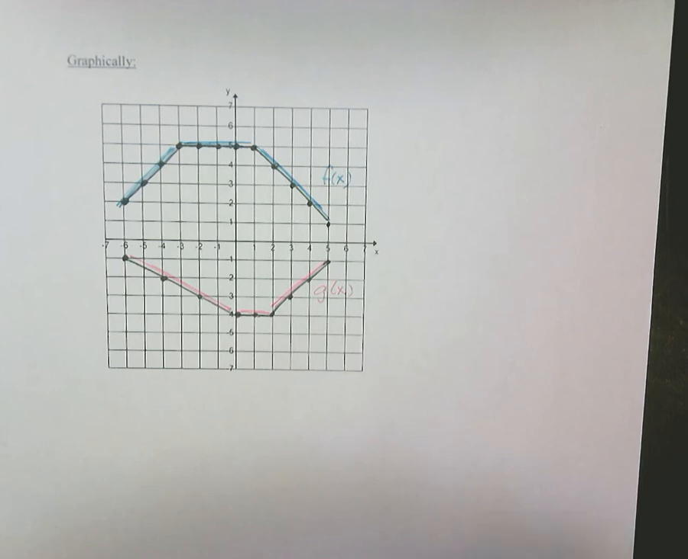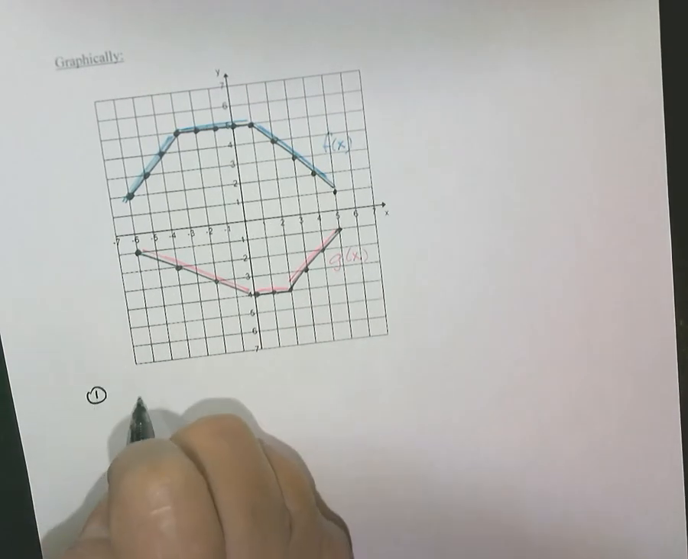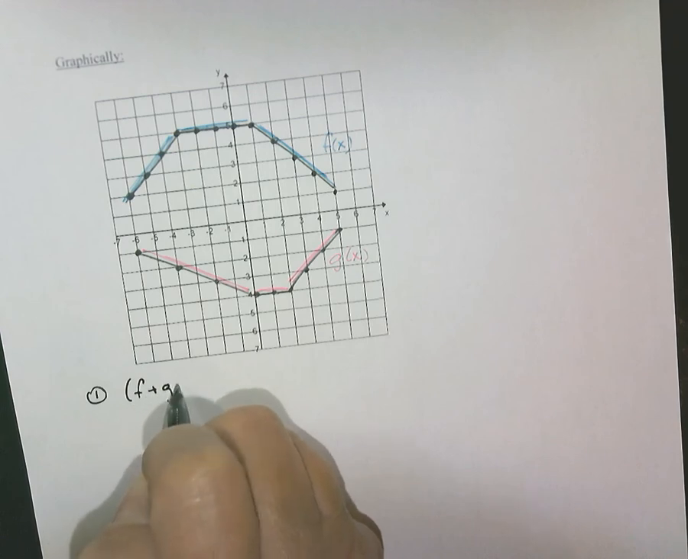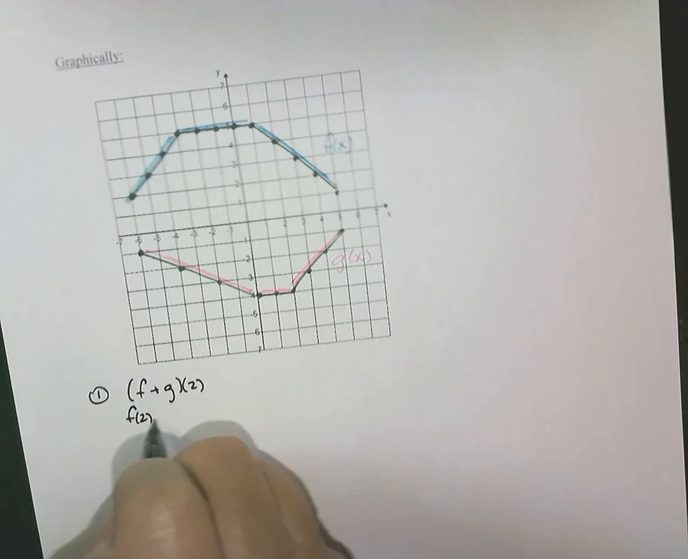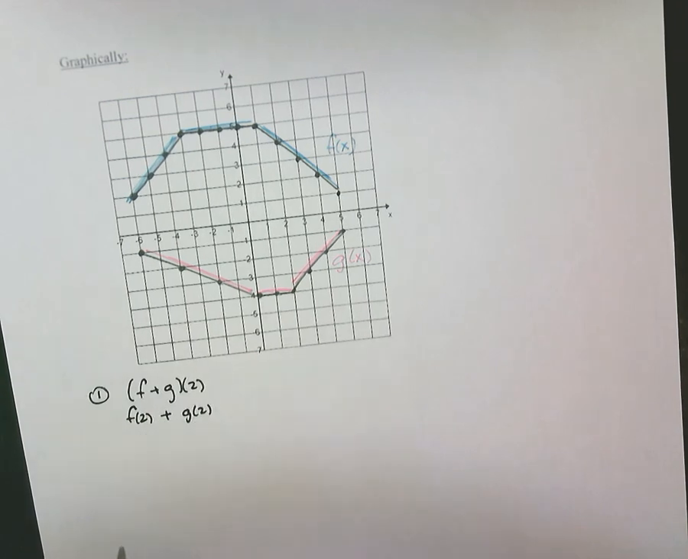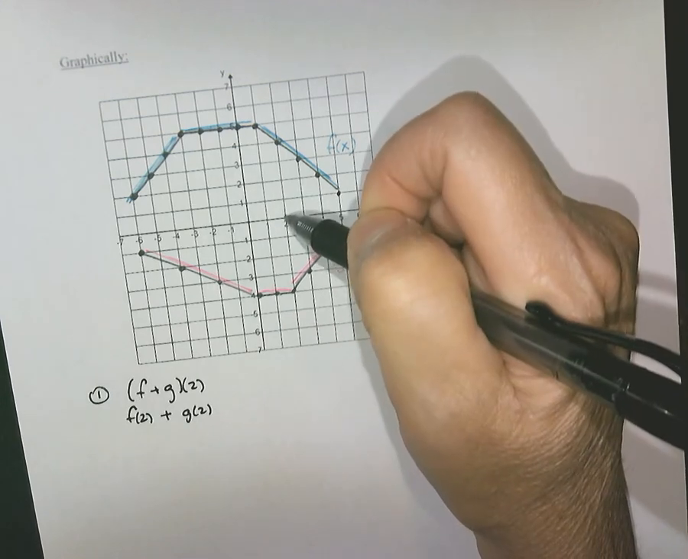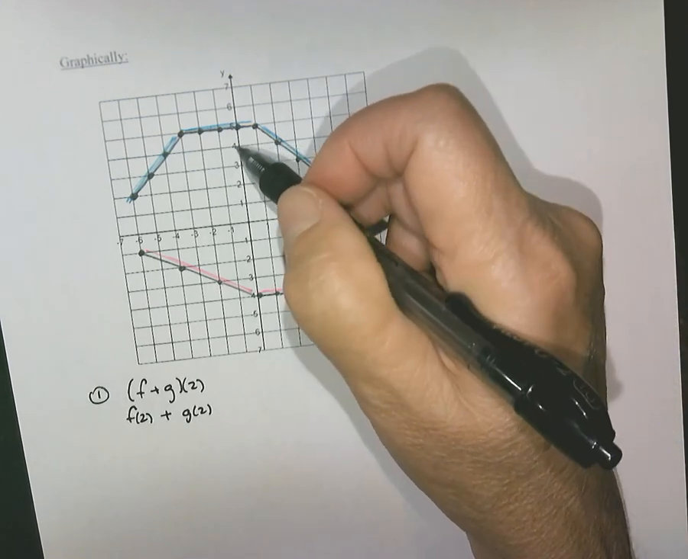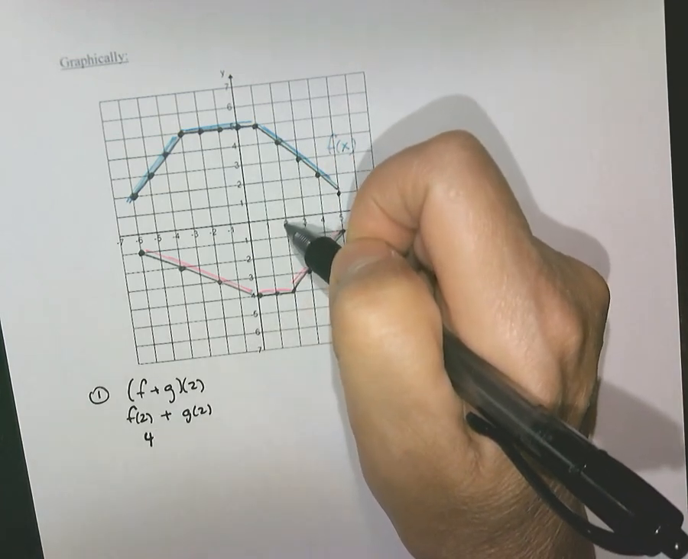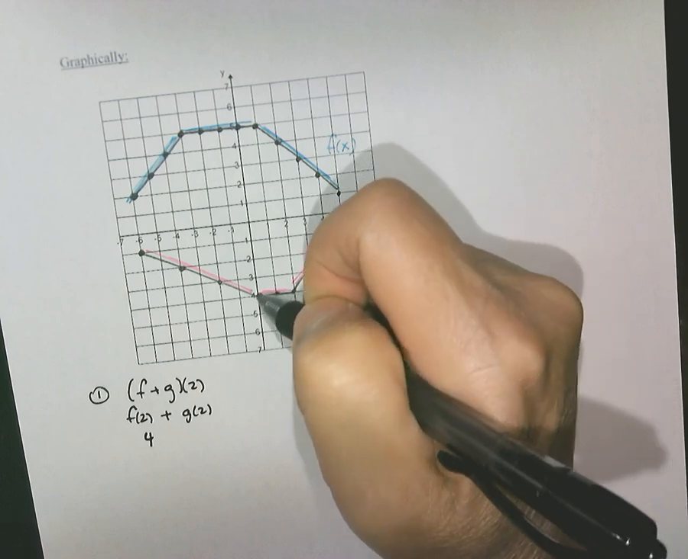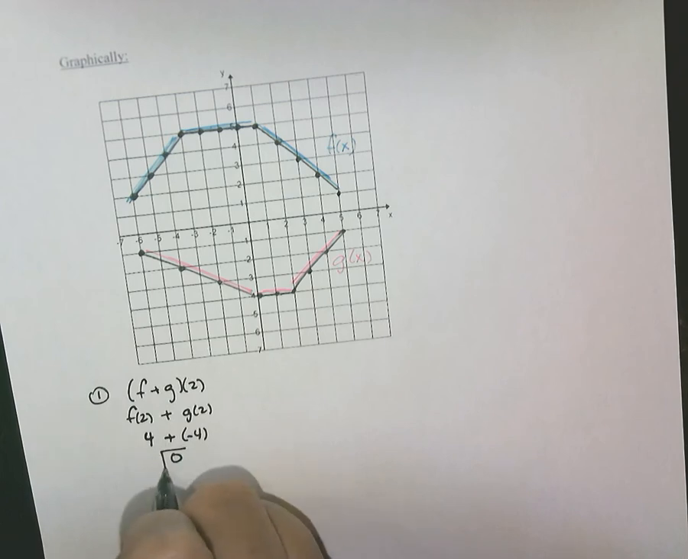Now, let's look at different examples. Let's do f plus g of 2. That means I'm going to want f of 2 plus g of 2. And this is where the colors come in handy. F of 2, so here's 2. I'm going to go to the blue function, come up here and find the y value. So this is going to be 4. G of 2, go to the 2, I'm going to go down to the pink function. I get negative 4. So this is going to equal 0.